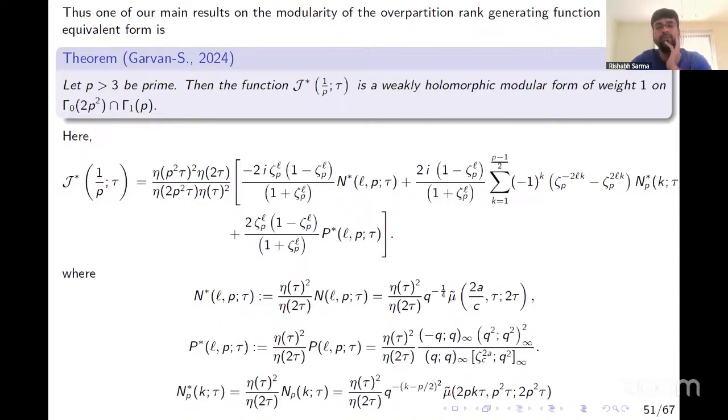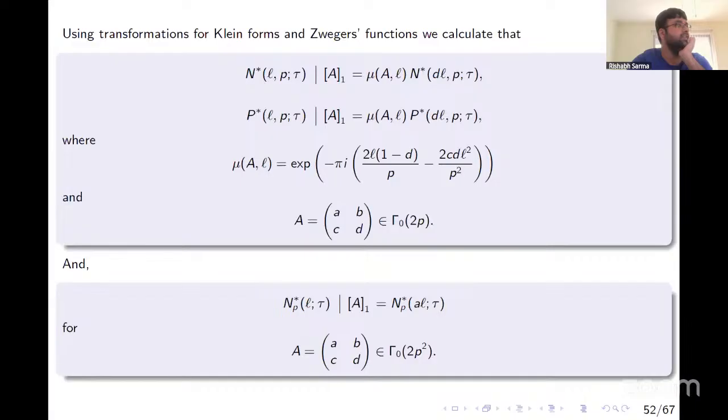This is the same result of ours in an equivalent form. Once again, the object P was nice and modular, but the transformation of that object is similar to the partition crank that I had explained before, and the transformation of that is not very difficult to find because it is related to Klein forms. And for the transformation of n, which involves mu tilde, we have to resort to Zwegers' results.